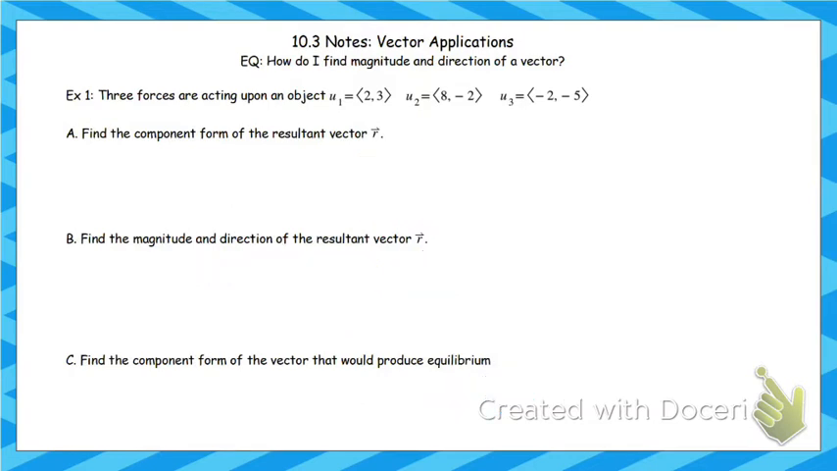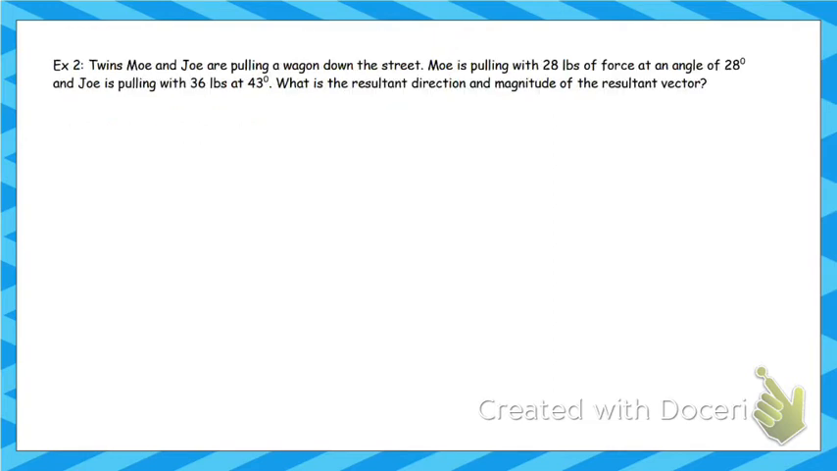So now let's look at some more word problems. It's going to use a similar concept, but we're going to look at a more specific scenario. We've got Mo and Joe pulling a wagon down the street. Mo is pulling with 28 pounds of force at an angle of 28 degrees, and Joe is pulling with 36 pounds of force at 43 degrees. We want to know the resultant direction and magnitude. So what we need to do is figure out component form first. Let's take Mo. The pounds of force that Mo is using is his magnitude, so the magnitude there is 28. The angle is 28 as well.